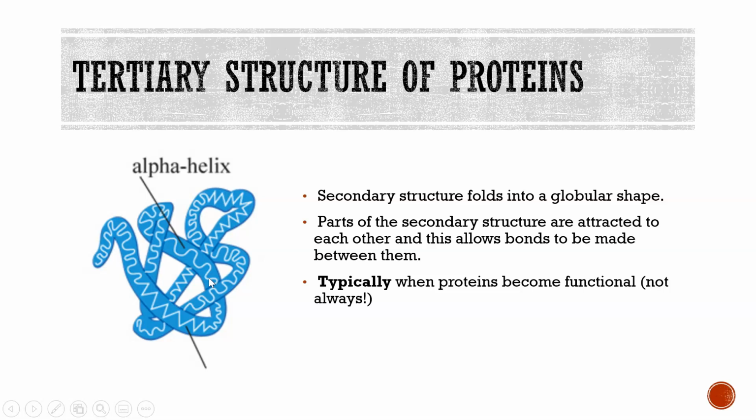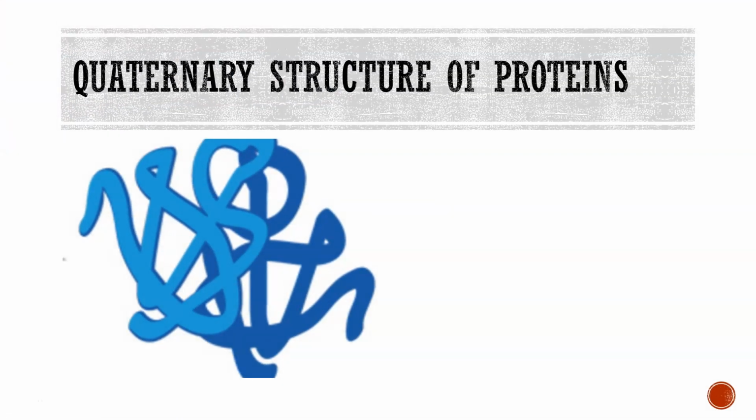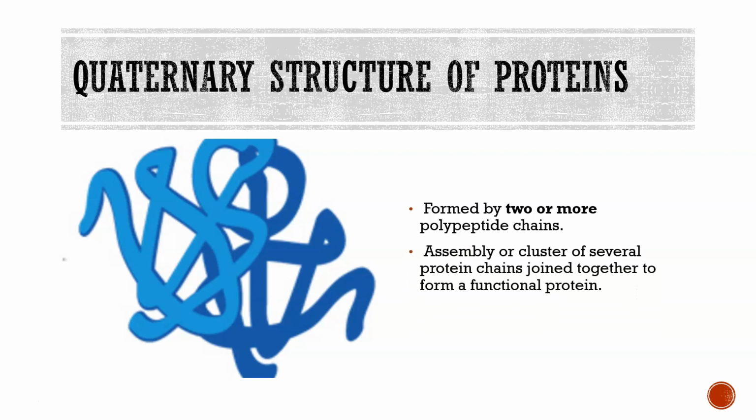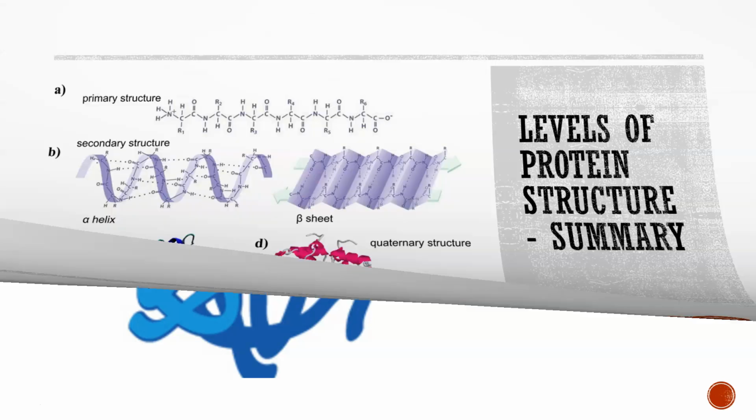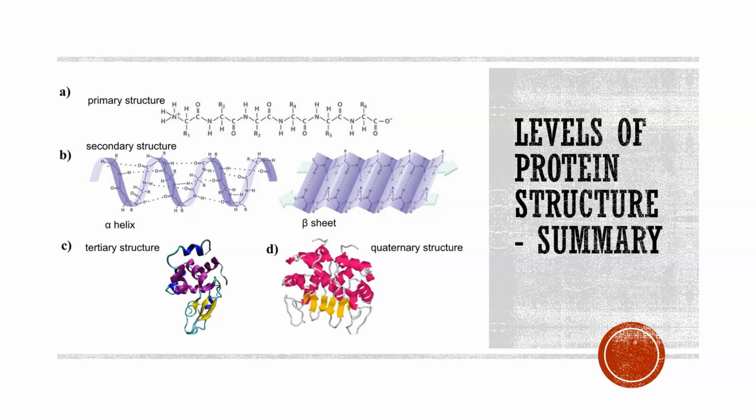Typically, this is when proteins become functional, but this isn't always, okay? So usually at this stage, they start to become functional. Not always. Okay, the quaternary structure of proteins, so this is the fourth one. This is formed by two or more polypeptide chains. It's the assembly of a cluster of protein chains joined together to form what we call a functional protein. Now, as I said, we will go back over these in class, so don't panic. This is your first introduction to this.